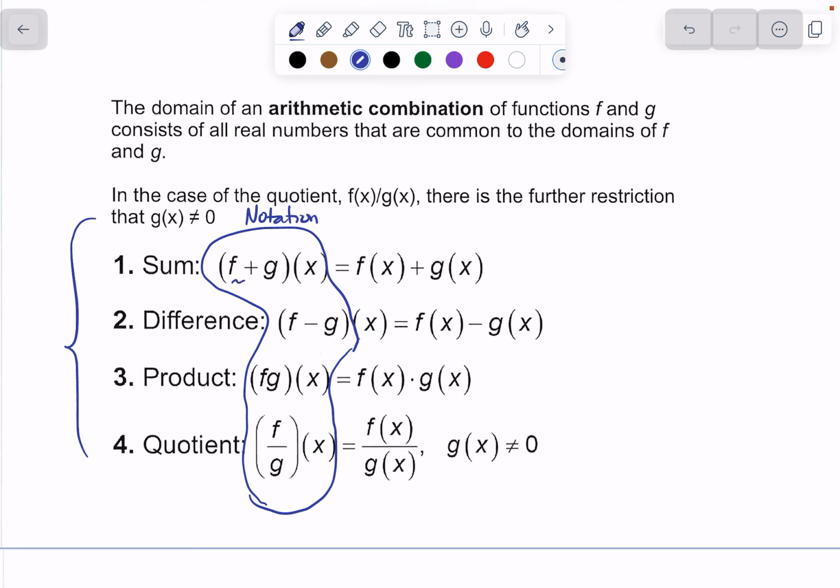When it says f plus g, this is just a way of saying f of x plus g of x. You shouldn't take this literally. We're not saying f plus g. It's more like f of x plus g of x. But if you ever see it written this way, just know that it means this over here. Same thing with this one: f minus g really just means f of x minus g of x.